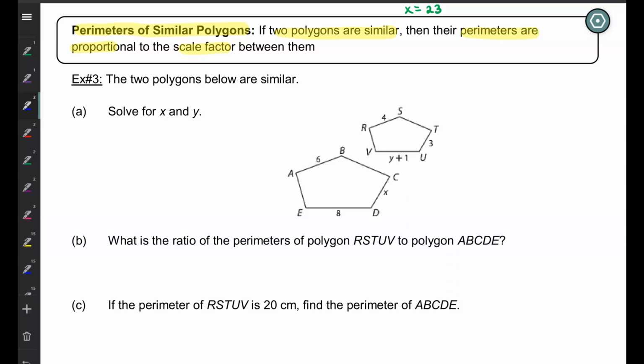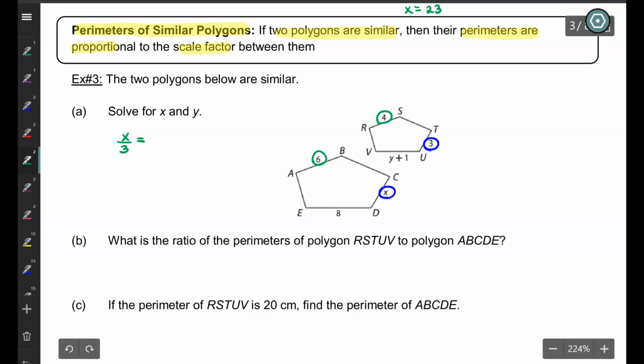Okay, so first we'll start with X. So X corresponds to 3. And so I know X over 3 has to be equal to 6 over 4. Again, you could have done 4 over 6 equals 3 over X, and so on. Here we get 4X equals 18. So we divide both sides. So 18 over 4, that's just going to reduce. That's going to be 9 over 2.